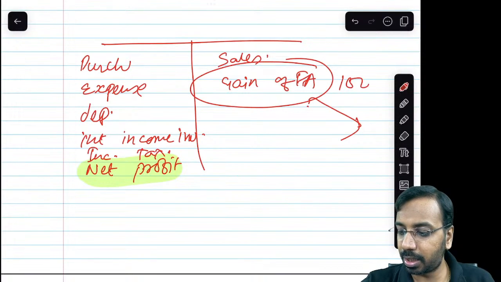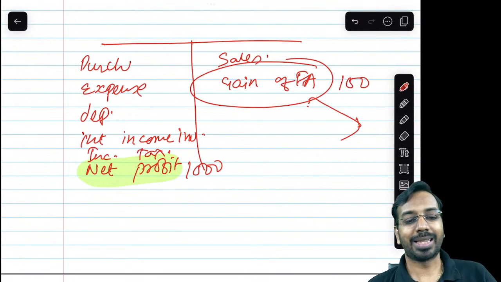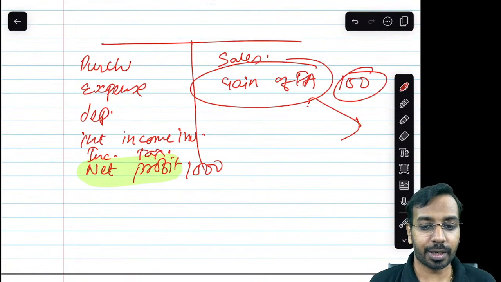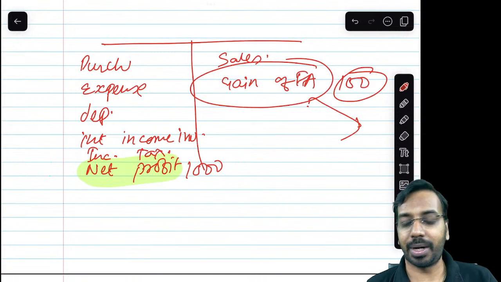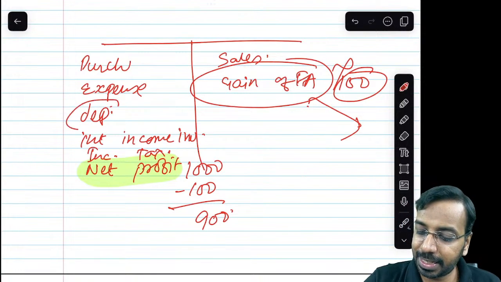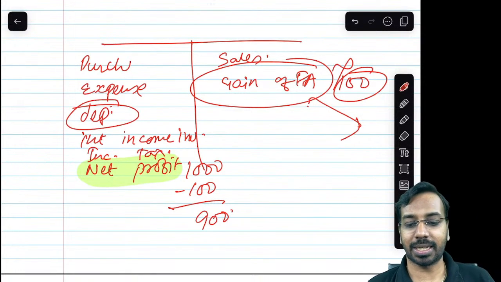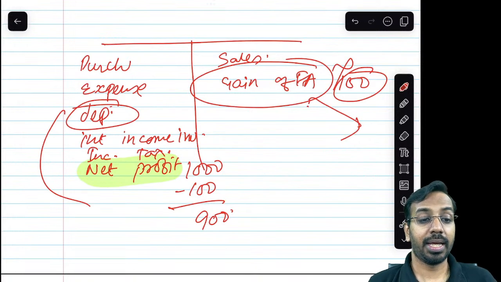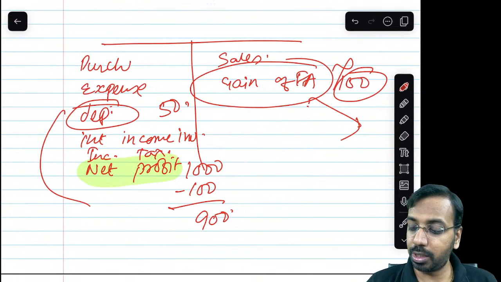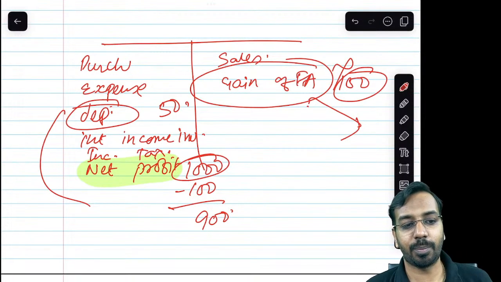For example, this is 100, this is 1000. 1000 is the net profit, which includes this gain. That gain does not belong to operating profit. If the gain does not belong to operating profit, you will exclude that and say 1000 minus 100, 900. Then depreciation. Depreciation is a non-cash expense. This also you will exclude. Now depreciation, let us say, is 50. You have reduced 50 to arrive at 1000. Now you will add that 50 back.